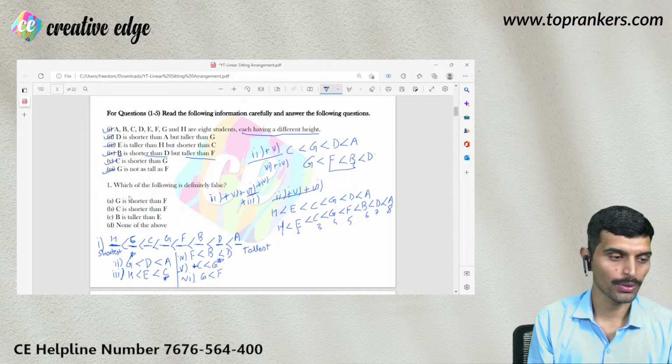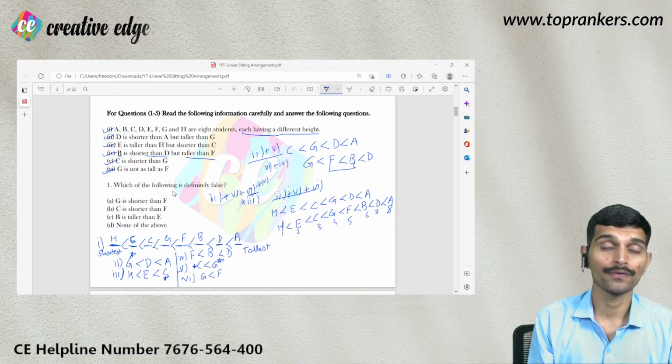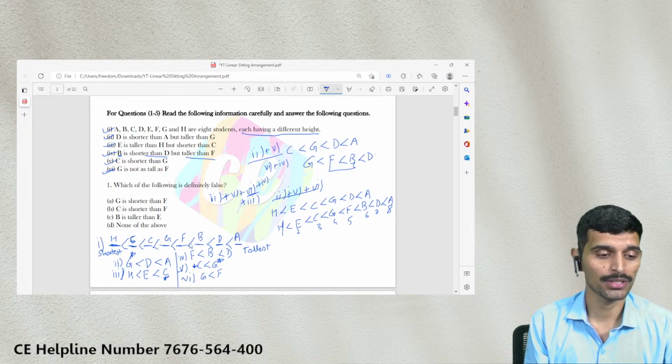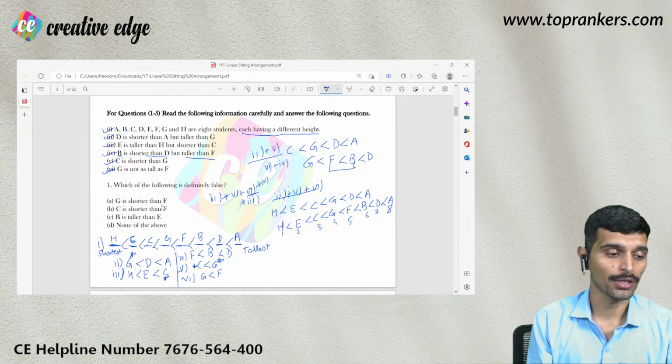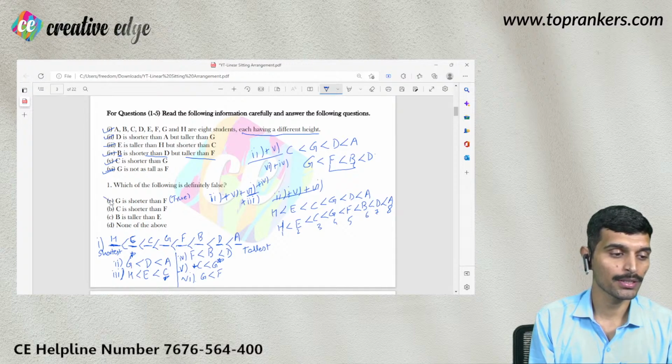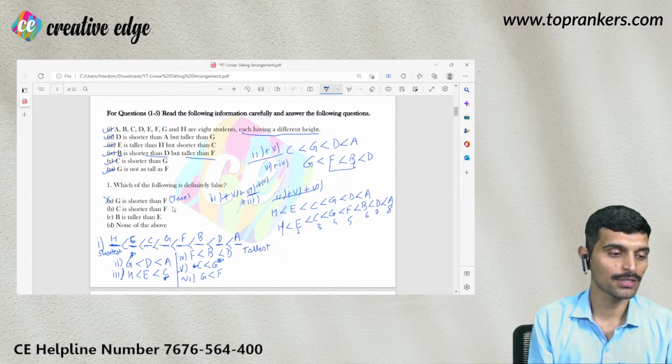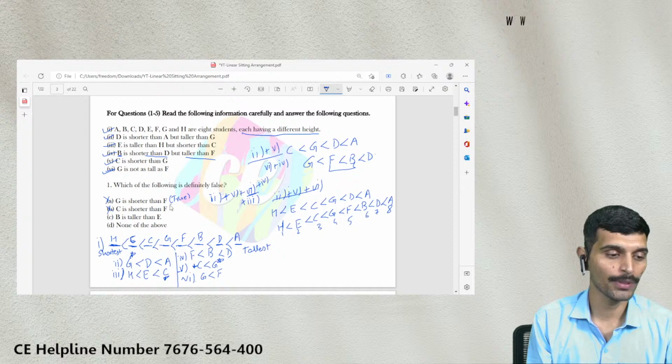So the very first question says, which of the following is definitely false? So we need to identify the one which is definitely false, which is not true as per the structure. G is shorter than F. It is true. So this cannot be our answer. C is shorter than F. This is also true. So this also cannot be our answer.